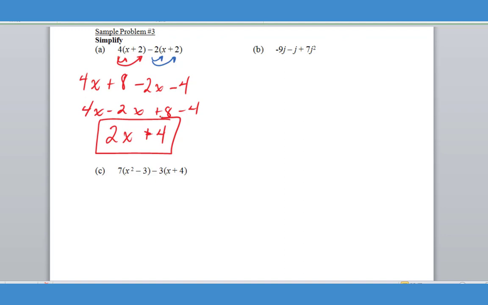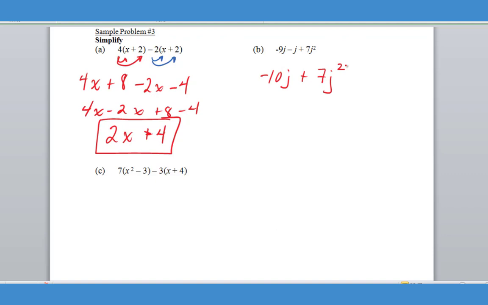For part B, we're dealing with j, which is kind of a difficult variable to see, but we need to really group off the j's and separate the j's squared. So we're going to have negative 9j minus j. So negative 9 and negative 1 gives us negative 10j plus 7j squared. Now, if you stopped right here and left your answer like this, that's fine for the time being.